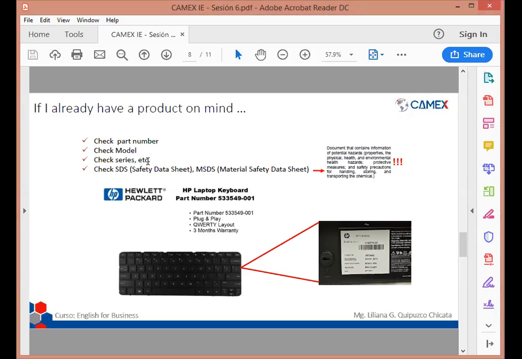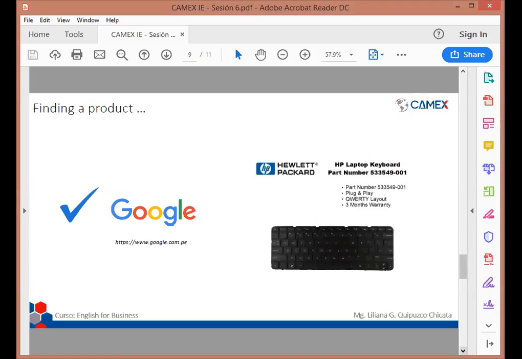So if I already have this product in mind that I want and I know where it is, I could just go to the place, turn it back and see this sticker, or turn the box around and see this sticker, and just write down the information of the product that I'm interested in. That way I will be able to find it. And this is what we're going to do now. We're going to find the product. So I'm going to share with you my web page.